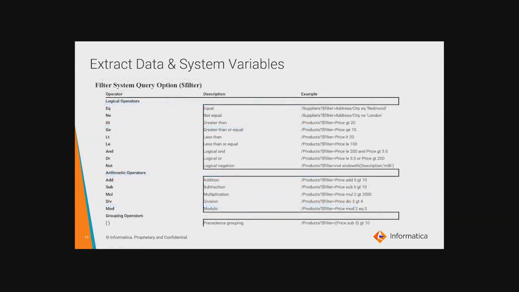One more system variable is called filter. In case the data you are extracting is huge and I am interested in a specific location, like the country India, then I can use equal, not equal, greater than, or any filter conditions. I can apply them on the data and extract it. This is the syntax we have to apply when filtering records.